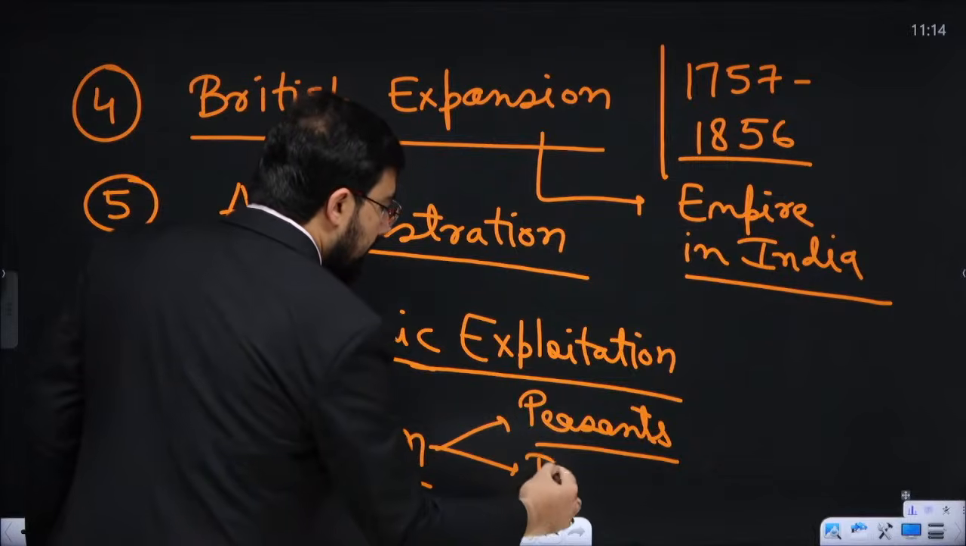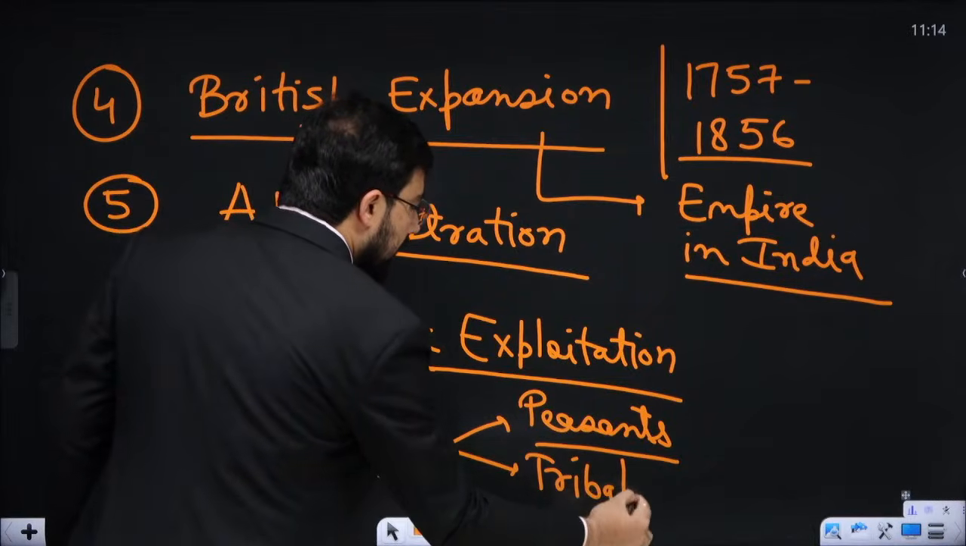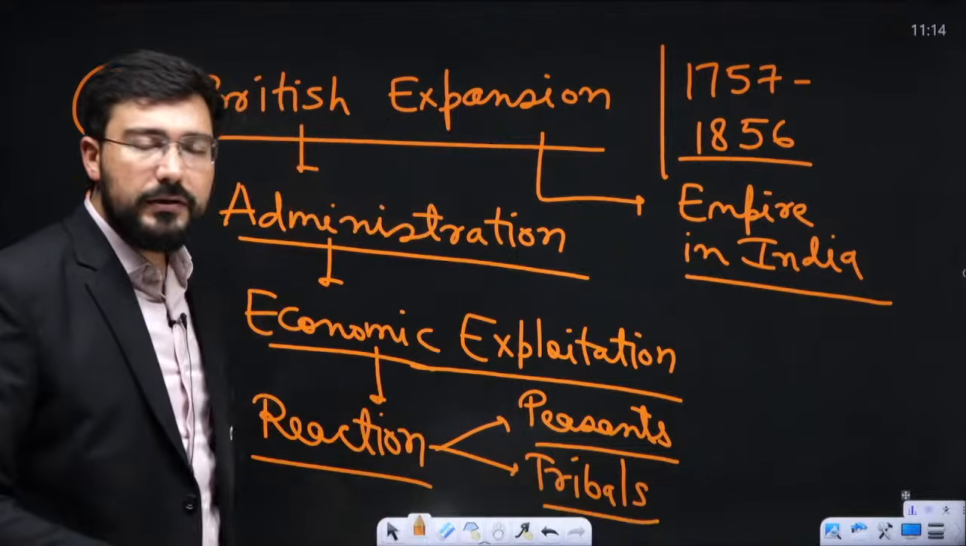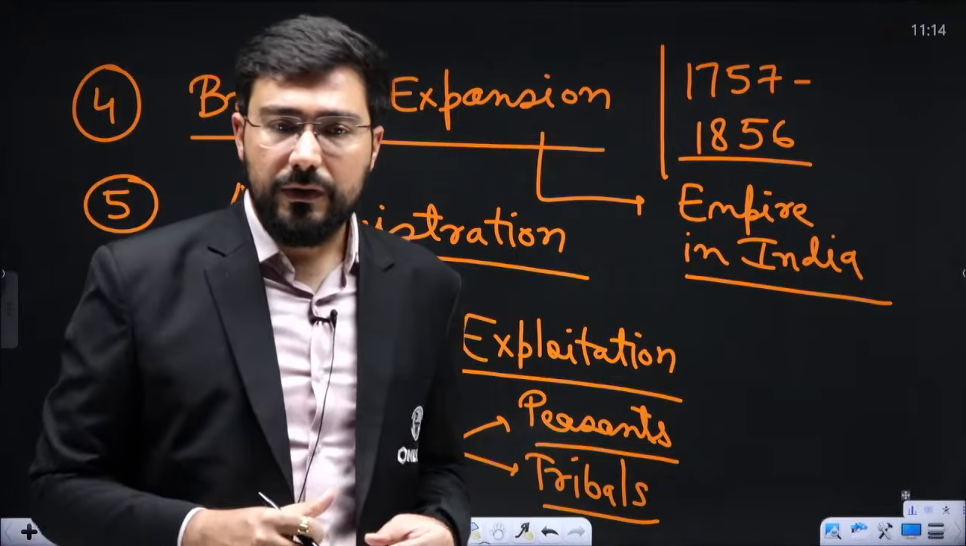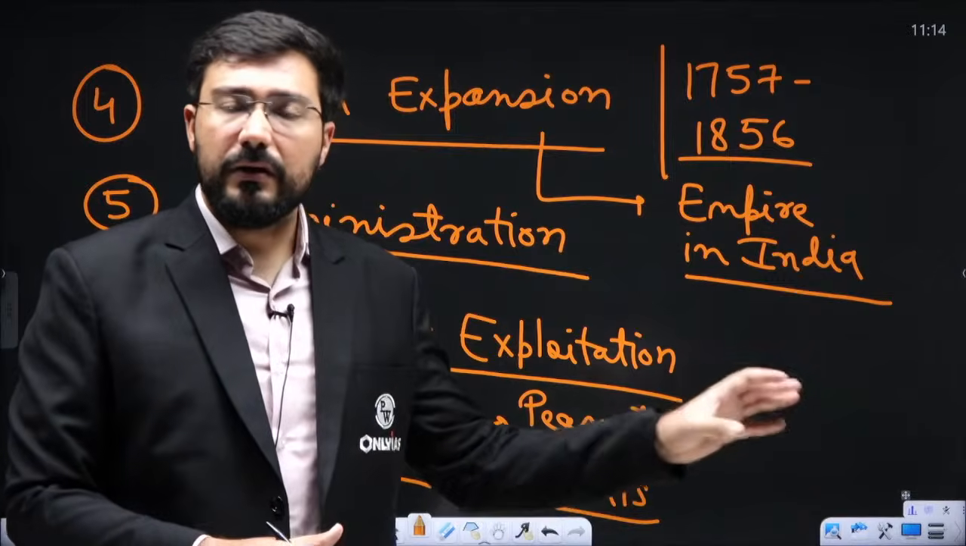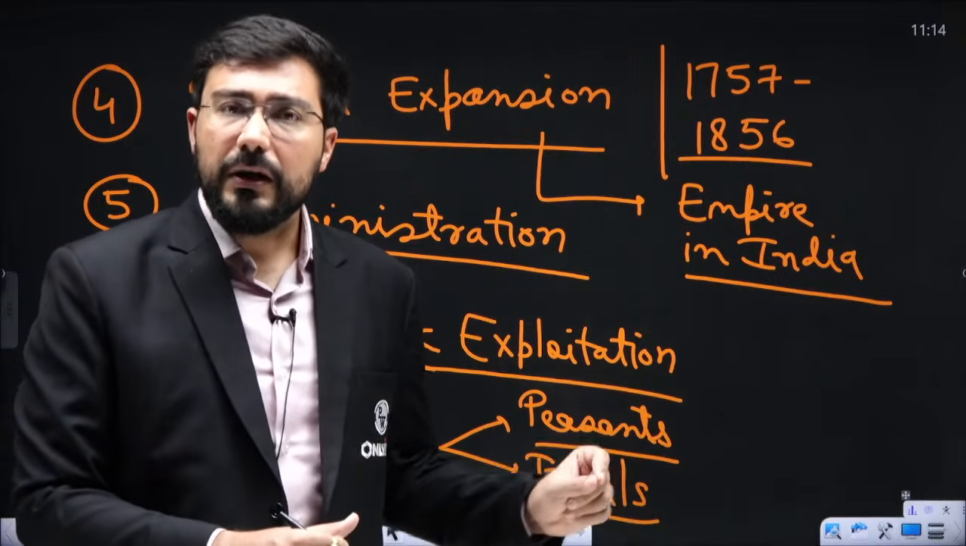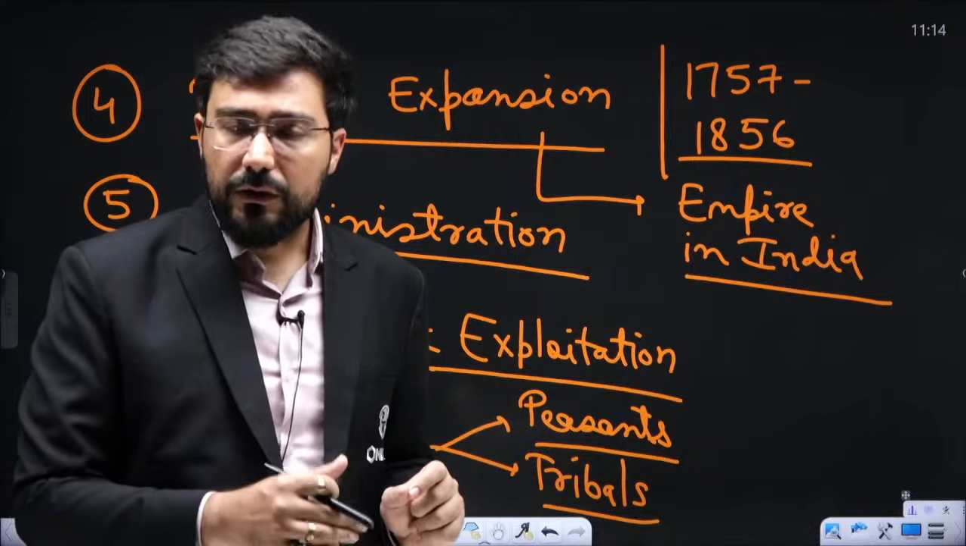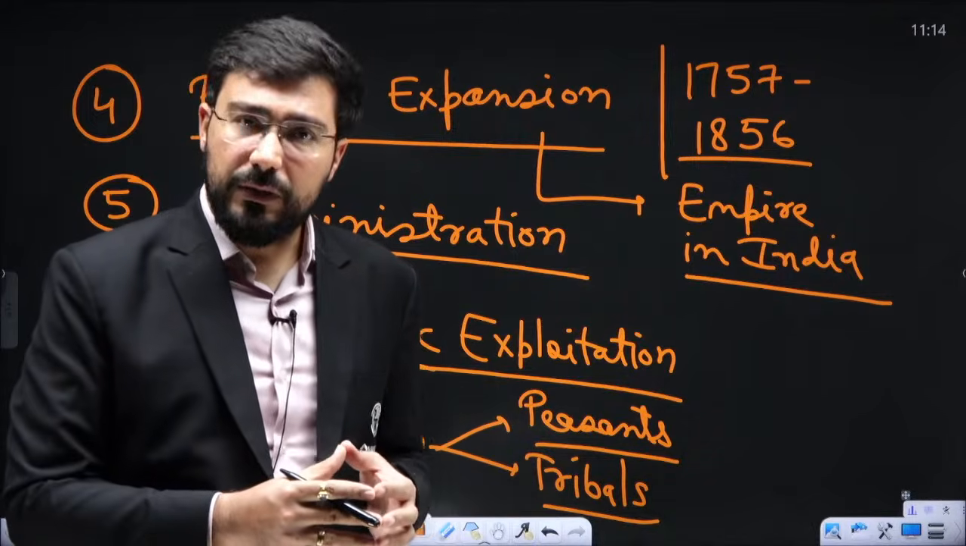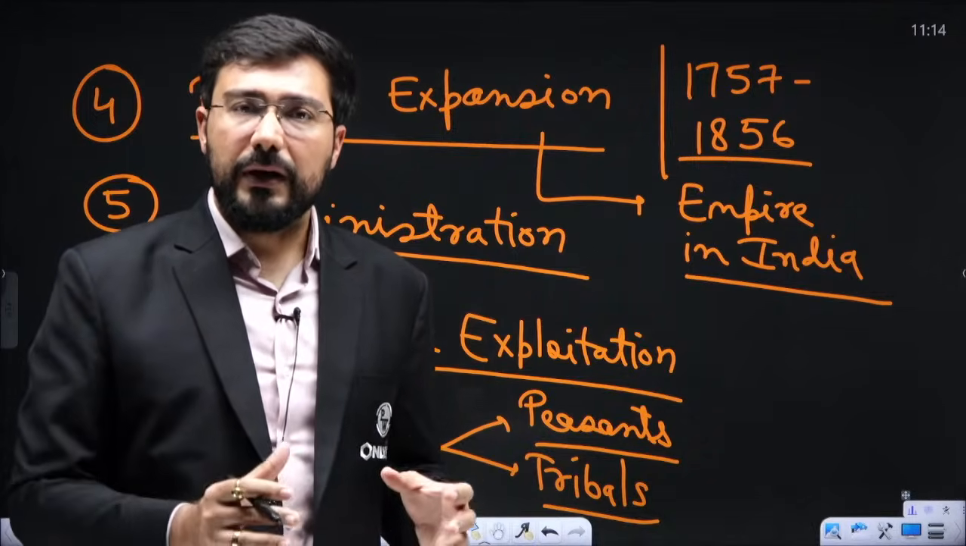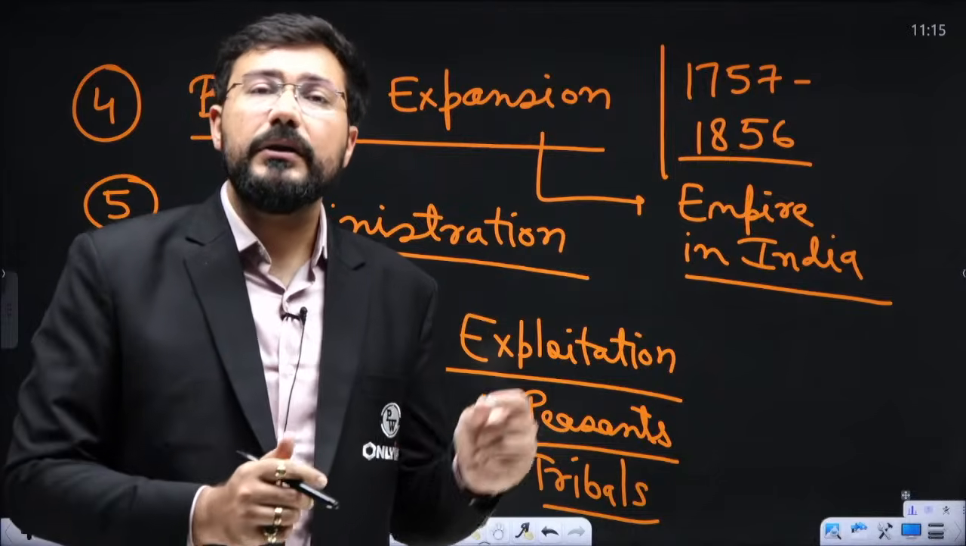Side by side we see tribals. Many tribals fought against the British in their own areas, like we'll discuss later on the Kol Rebellion, the Santhal Rebellion, and even the Munda Rebellion. So many of the tribals of India tried their level best to fight against the British.